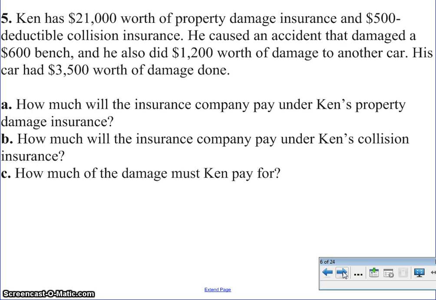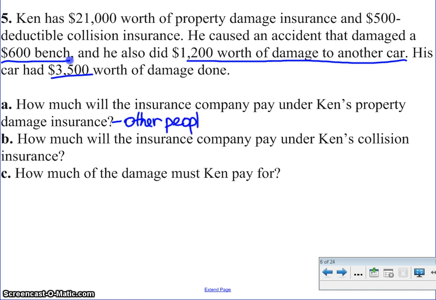It says here that Ken has $21,000 worth of property damage insurance and a $500 deductible on his collision insurance. He caused an accident that damaged a $600 bench and also $1,200 worth of damage to another car, and then his car had $3,500 worth of damage. Question A says, how much will the insurance company pay under Ken's property damage insurance? Well, I need you to remember that property damage is other people's property.